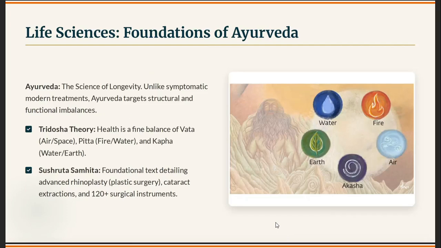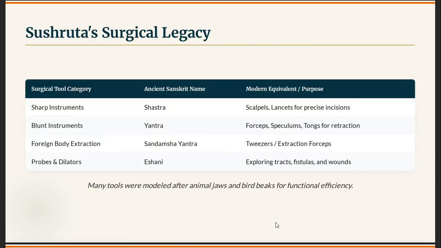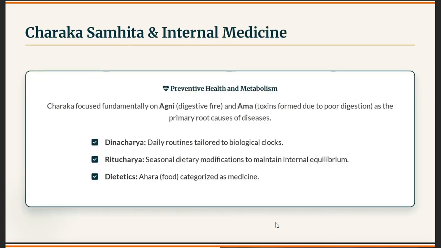So life sciences, we have seen about Ayurveda, Tridosha theory and Sushruta Samhita, Sushruta's surgical legacy. So sharp instruments, scalpels, as we currently call them, in ancient times they called Shastra. Blunt instruments, Yantra: forceps, speculums, tongs for retraction. Foreign body extraction, Sandamsha Yantra: tweezers and extraction forceps. Probes and dilators, Eshani: exploring tracts, fistulas, and wounds.